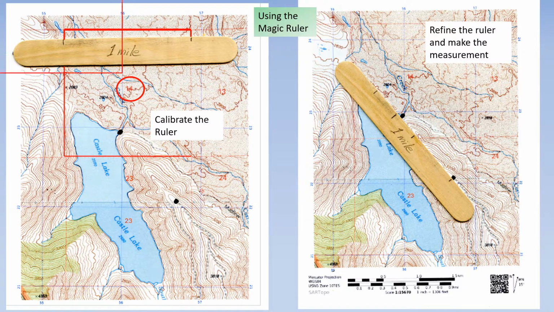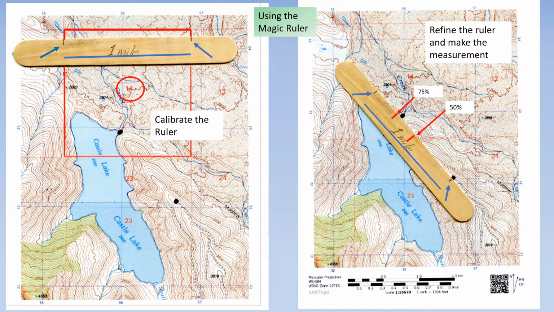These square sections are 1 mile on a side. Trace the 1 mile distance onto your magic ruler. Align the magic ruler with the distance you want to measure and use your estimation skills to read the distance. Looks pretty close to 70% of 1 mile, or 7/10 of a mile.